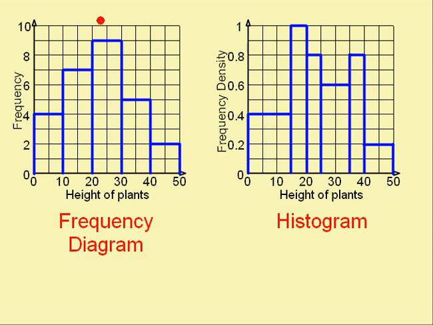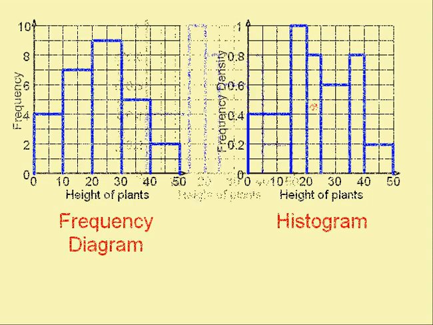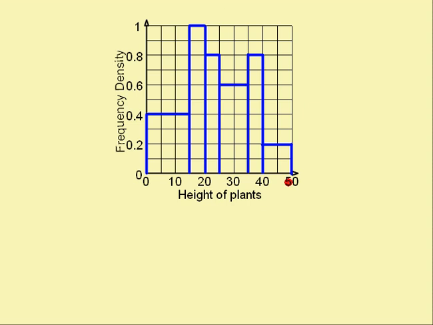So this is what a frequency diagram looks like, and this is what a histogram looks like. Notice frequency compared to frequency density, and here all of the bars are the same width, whereas here some are thick and some are thin. Let's look at our histogram in more detail.